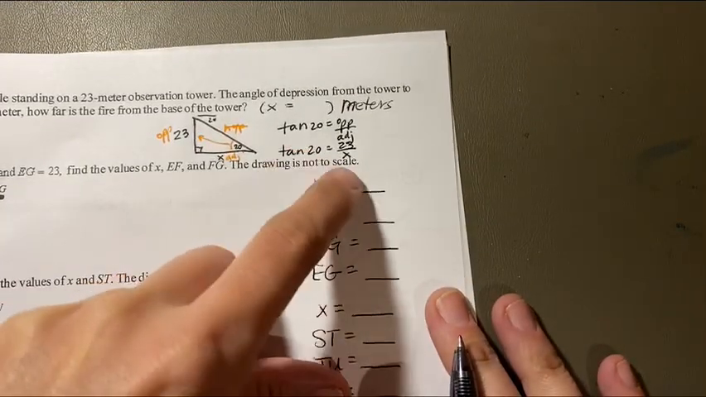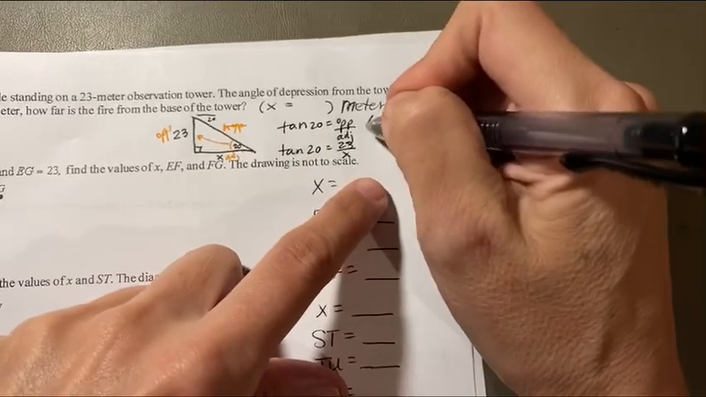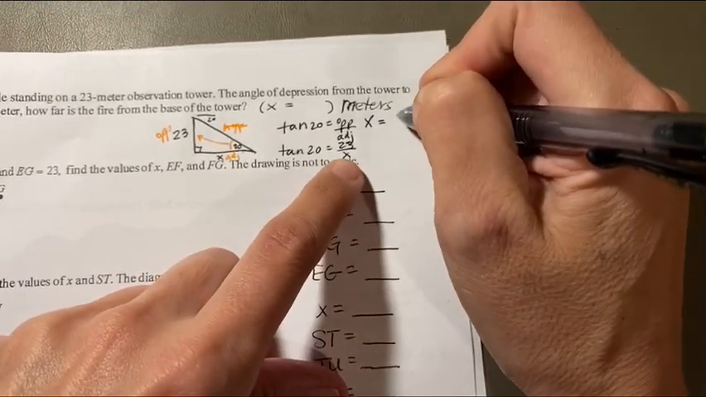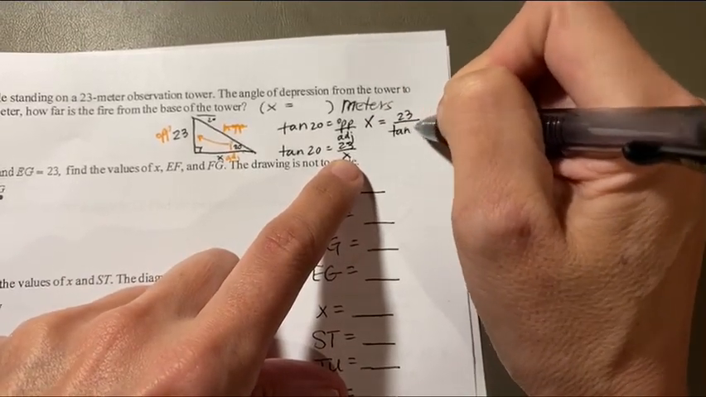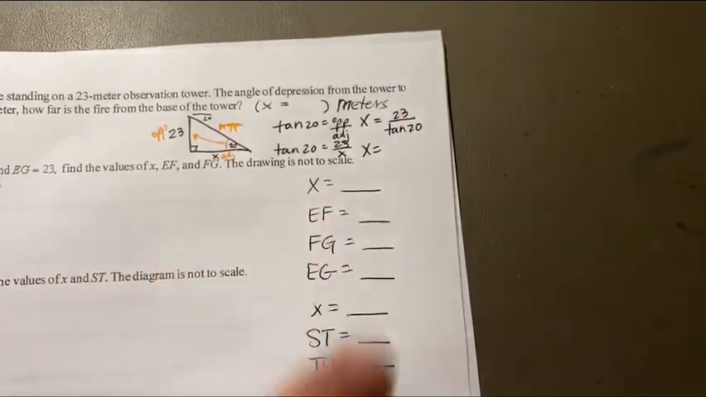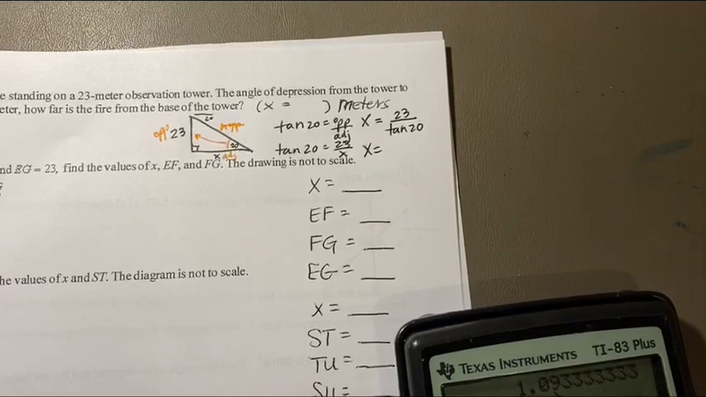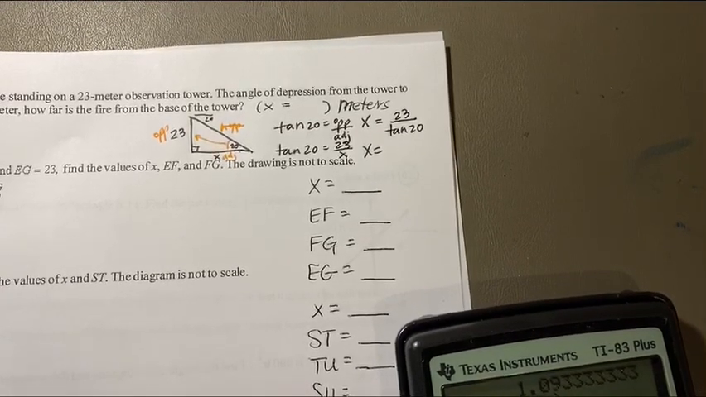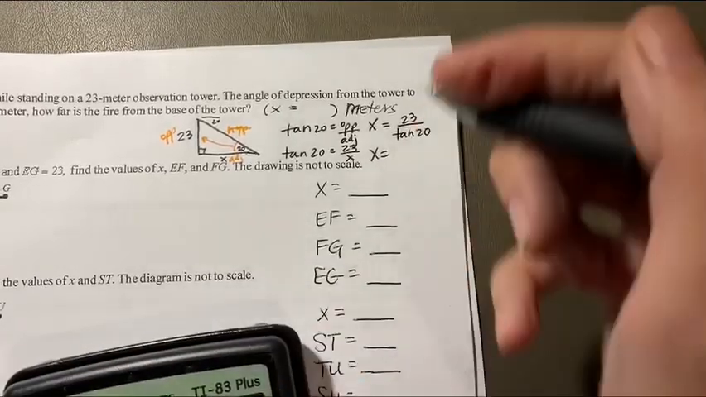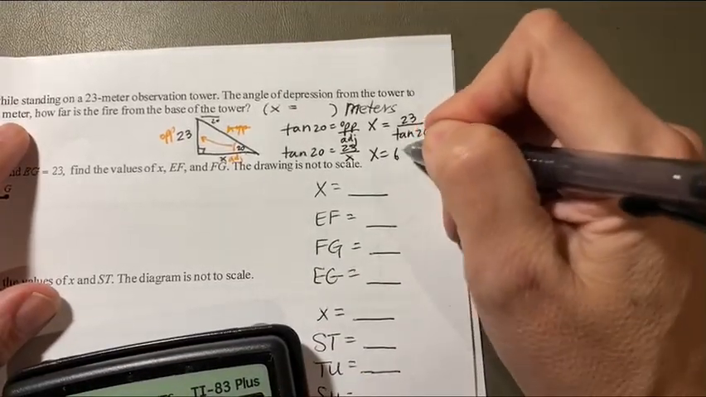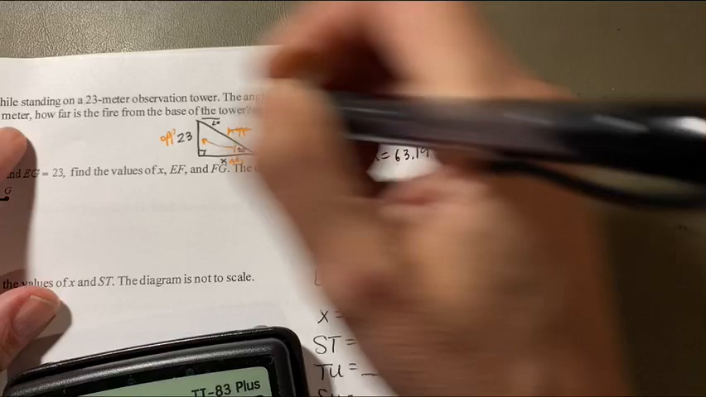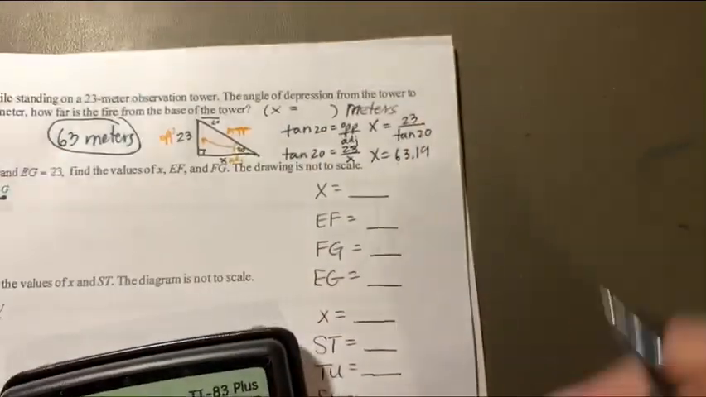So we want to swap positions, right? That'll clean that up. So x is equal to 23 over the tangent of 20. So let's just practice typing that in. 23 divided by the tangent of 20, enter, okay. Round to the nearest meter. So I get 63.19, so that would just round to 63 meters.